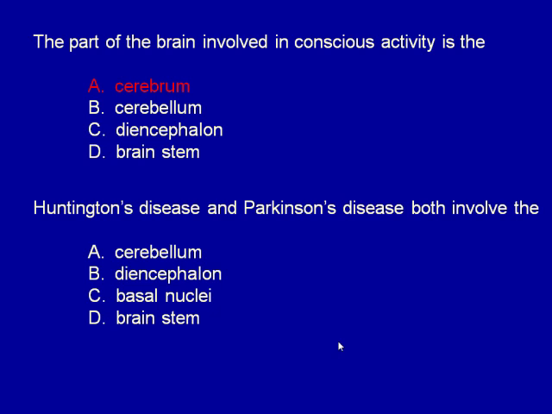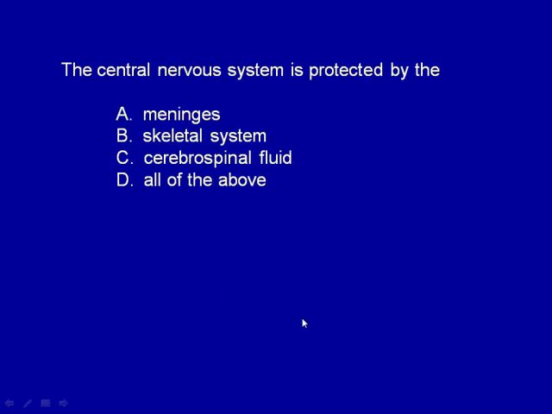Huntington's disease and Parkinson's disease both involve the cerebellum, the diencephalon, the basal nuclei, or the brainstem. This one's the basal nuclei. Both of them are problems with dopamine. Huntington's, you make too much. Parkinson's, you don't make enough. Now, while the cerebellum does help with motor control, it's the basal nuclei that are involved in these two diseases.